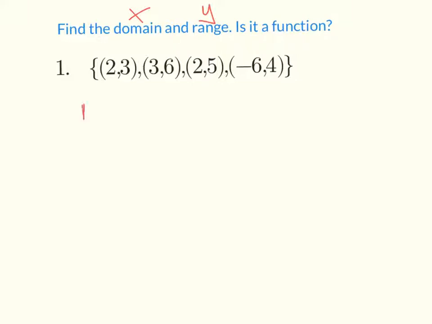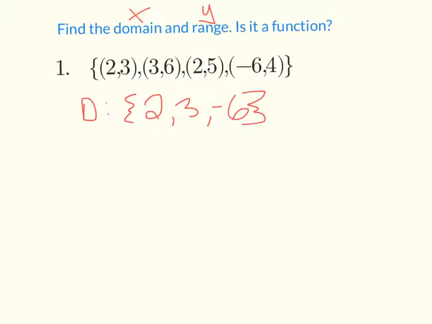So for my domain, we're going to use set notation. We're going to use some, I like to call them squiggles, but they're just a grouping symbol. So domain is our x's, so we're going to list them out. We have a 2, a 3, and a -6. Do you see the duplicate 2? I have 1, 2 there, and another 2 there. I only list it once. Don't list it twice.